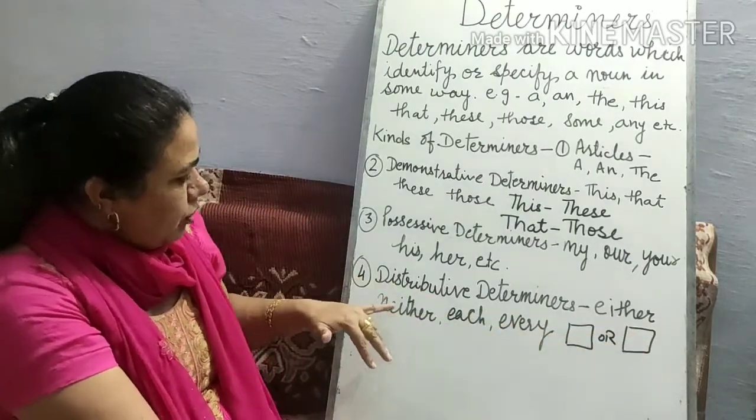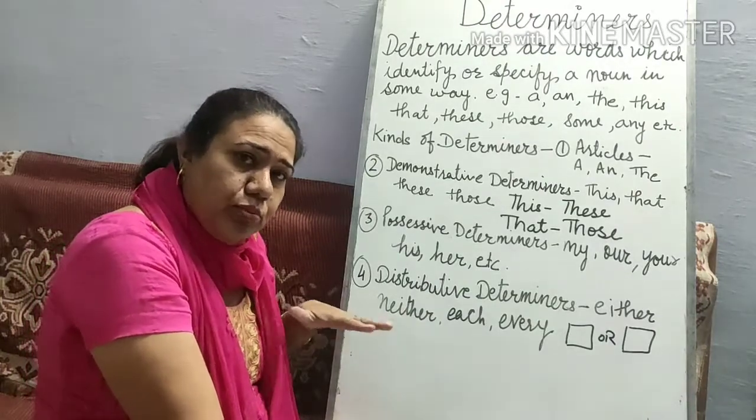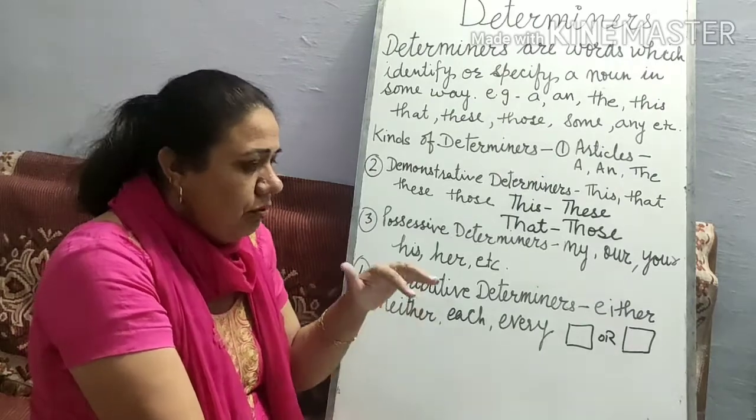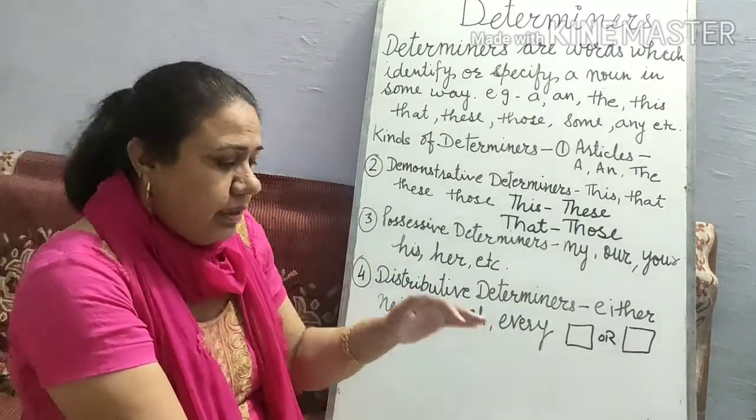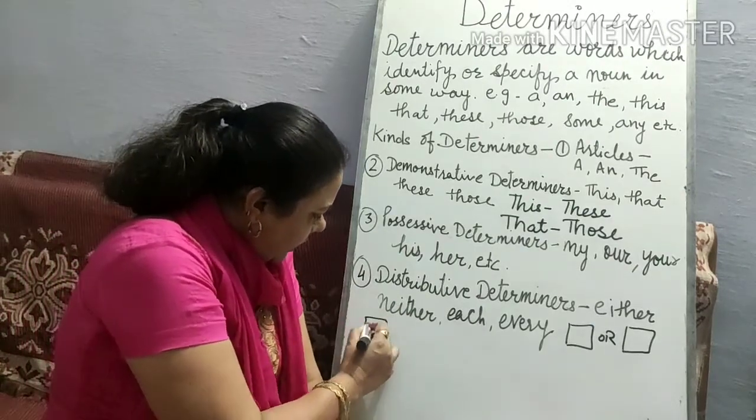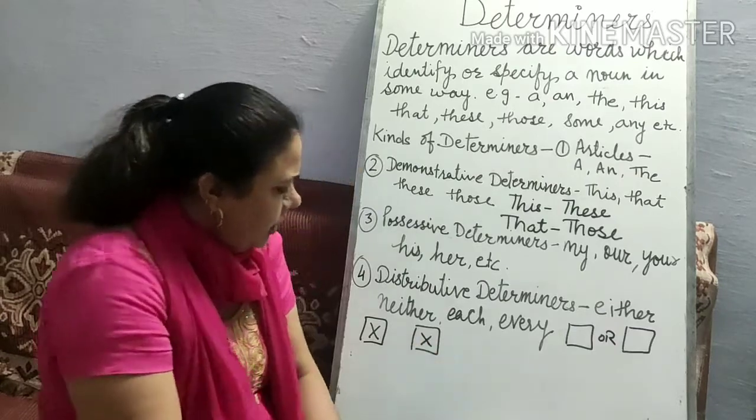Next part we take for distribution for neither. Neither we take for a negative sentence, for both person also, for things also. Neither you nor your friend did well in the examination. Neither we take for the negative. Neither you nor your friend did good in the exam.